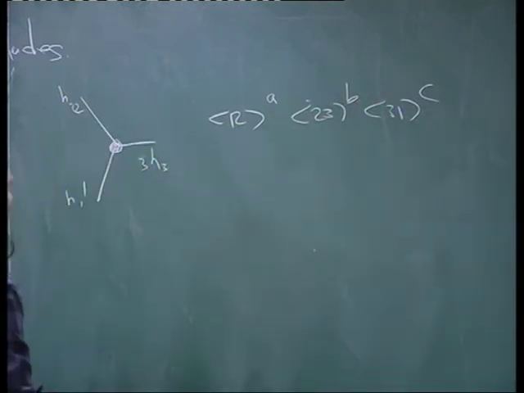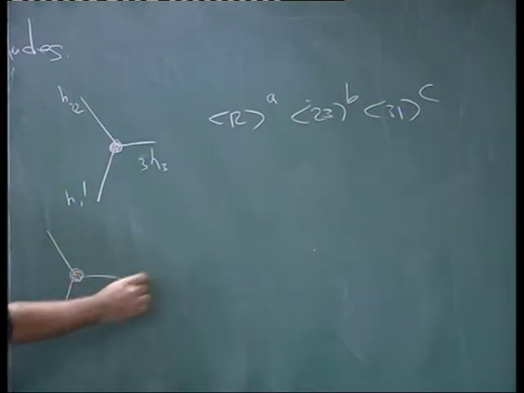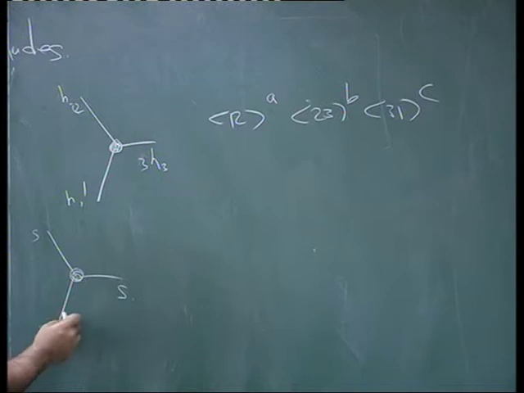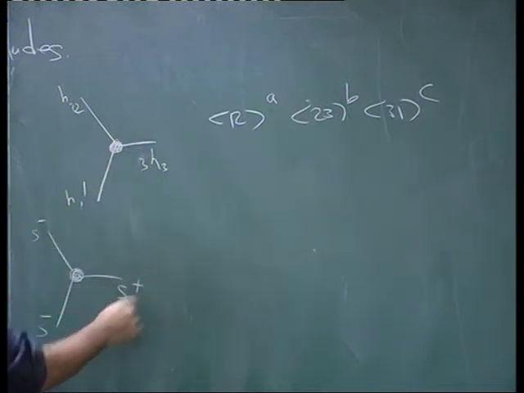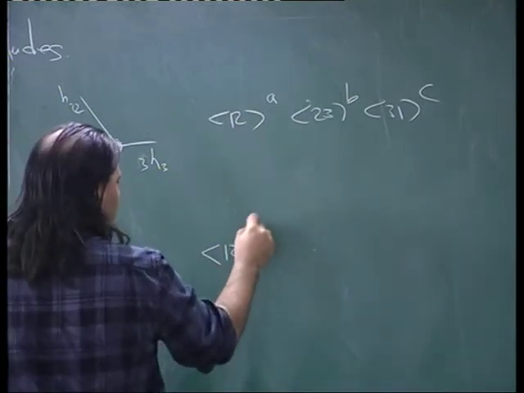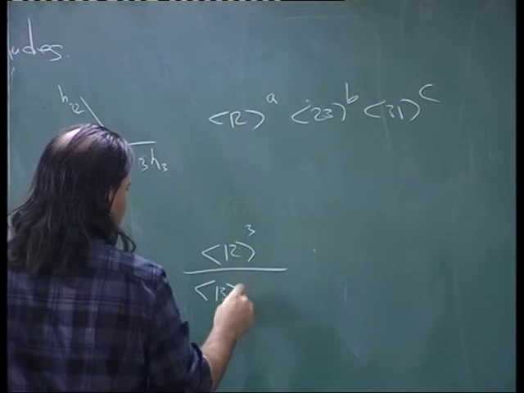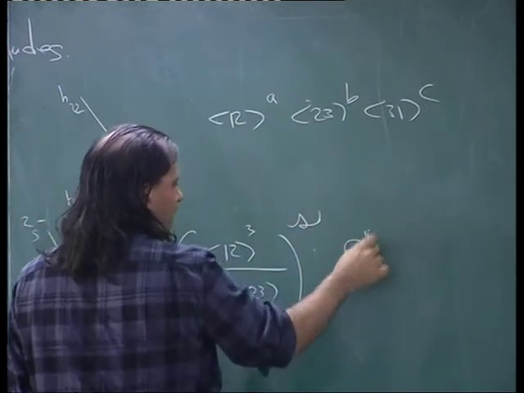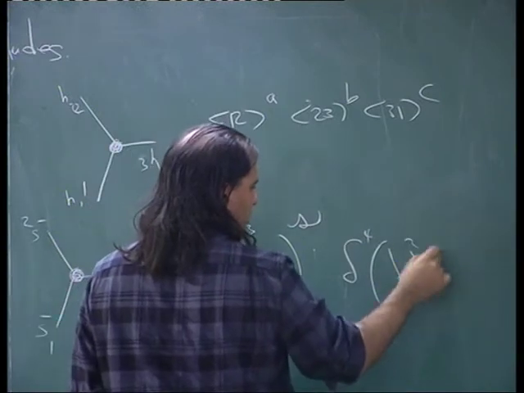Let me just give the answer. In the particular case where all the particles have spin s, and where two of them are minus and one of them is plus, this amplitude is angle bracket 1 2 cubed over angle bracket 1 3 times angle bracket 2 3, to the power of s, times the delta function for momentum conservation.